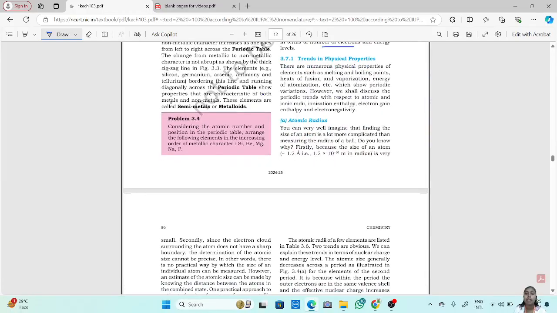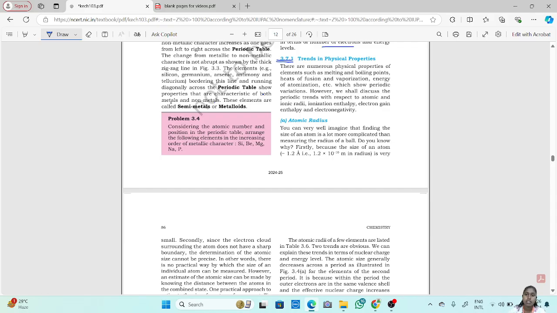Okay, now trends in physical properties. First we will start with physical properties. Now there are trends in physical properties. There are numerous physical properties of elements such as melting point, boiling point, heat of fusion, vaporization, energy of atomization, etc. So what are the physical properties?